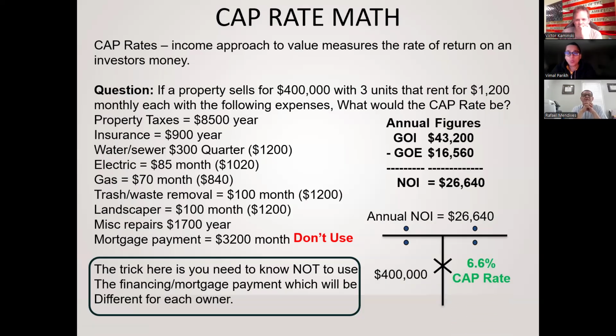And then you divide it. We get a 6.6% cap rate, right? You put this one in the calculator first, then you hit the division symbol, and then you put this one. You work your way down. TGIF, top number goes in the calculator first. And you get a 6.6% cap rate on this property. So this investor is earning 6.6% income on their money that they invested in this property.